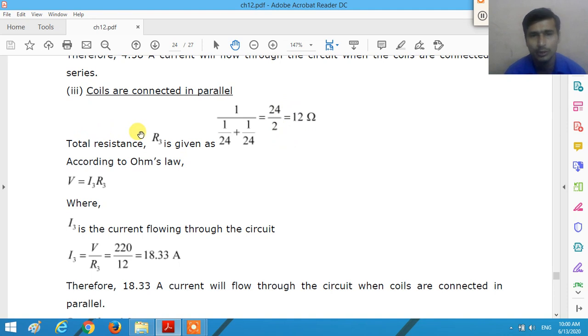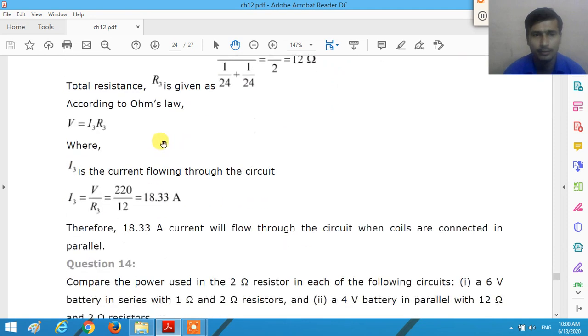So when both the coils are connected in a parallel combination, the total resistance we can find with the help of the formula 1 by R is equal to 1 by R1 plus 1 by R2, and we get the total resistance of 12 ohm. And according to Ohm's law, V is equal to I into R, I is equal to V by R, we get 220 by 12, the current of 18.33 ampere. So when both the coils are connected in parallel, the current passing through the circuit is 18.33 ampere.